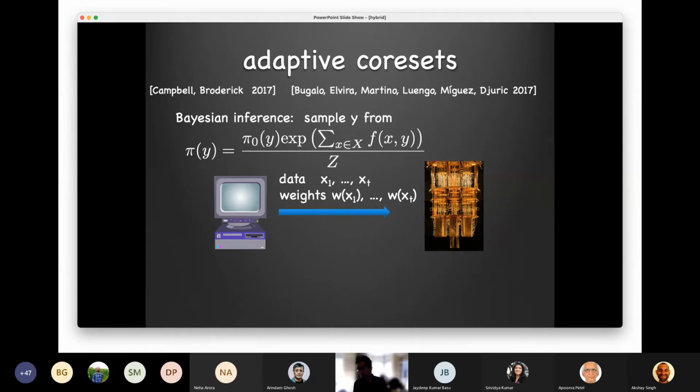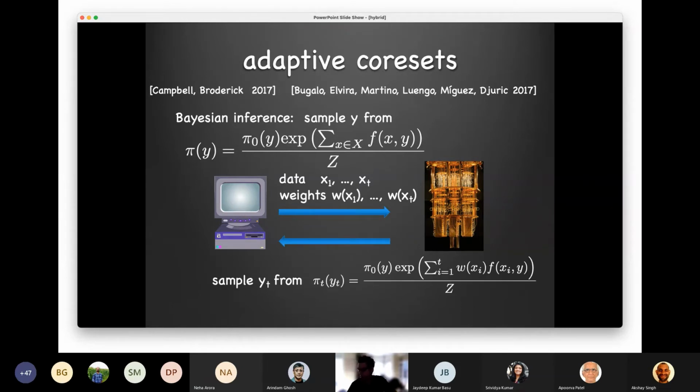And there's an adaptive coreset procedure for doing this, where the classical computer in the tth step has a coreset of size t. So here the points in the coreset as well as the corresponding weights. And then the quantum computer will sample from not the true posterior, but the posterior given by this coreset. So you replace the full data set just with this weighted one from the coreset that gives rise to some posterior, and the quantum computer can sample from that.